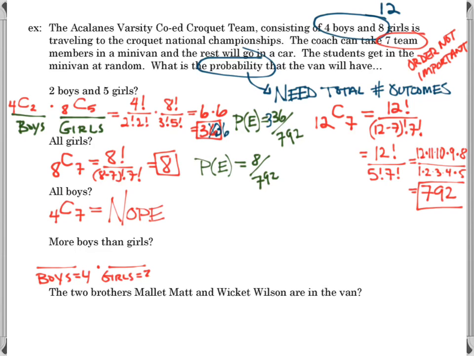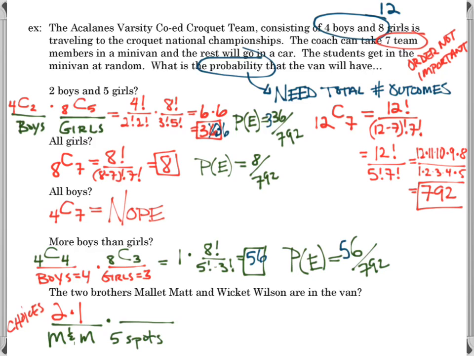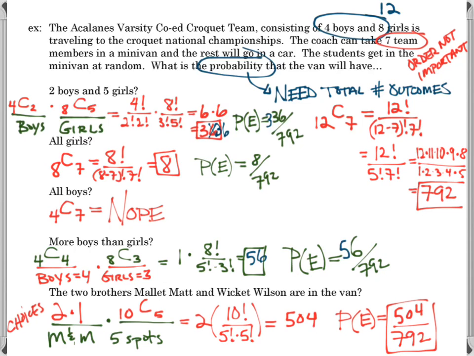More boys than girls. We have to list out all the different ways that could work. So that could be 4 boys and 3 girls, right? So 4 choose 4, 8 choose 3. I get my numbers, and that's out of our sample space of 792, right? That the 2 brothers are in the van. So there's 2 choices for that. Then there's 5 other spots, okay? And so from the 10, choose 5. I get those values, and so my probability, again, is over the same sample space.